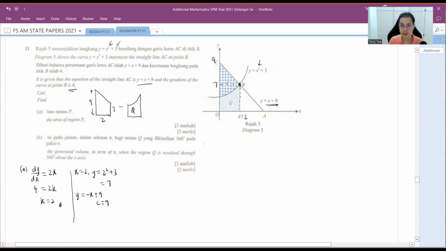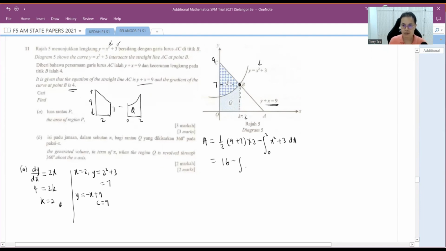Now, my area is, let me just continue here. You can see the area of trapezium is half the sum of parallel sides, 9 plus 7, times height, minus the area of integration. This curve we can integrate. And the formula is integration from 0 to 2 of x squared plus 3 dx. That will give us the area of shaded region Q. Okay, so let's continue. The 2 and 2 I can cancel. 9 plus 7 is 16.